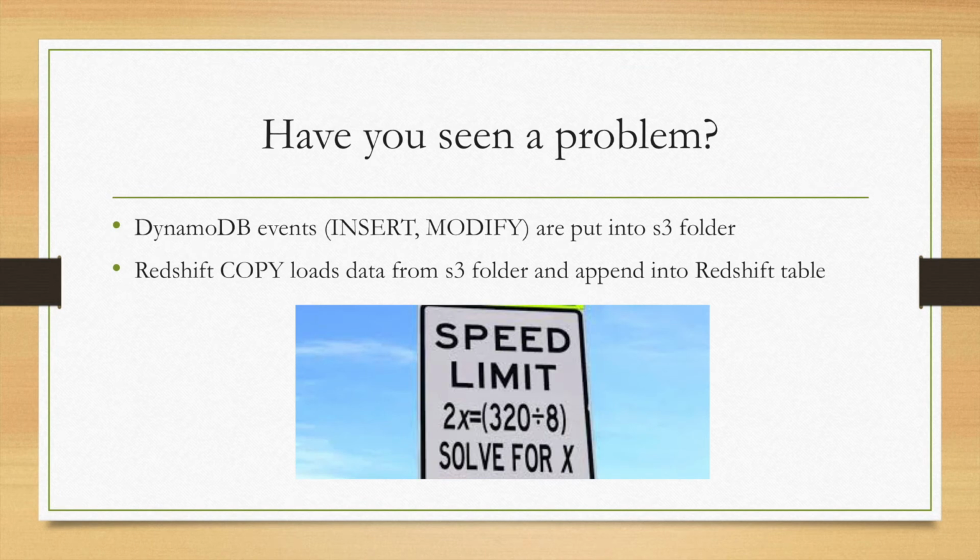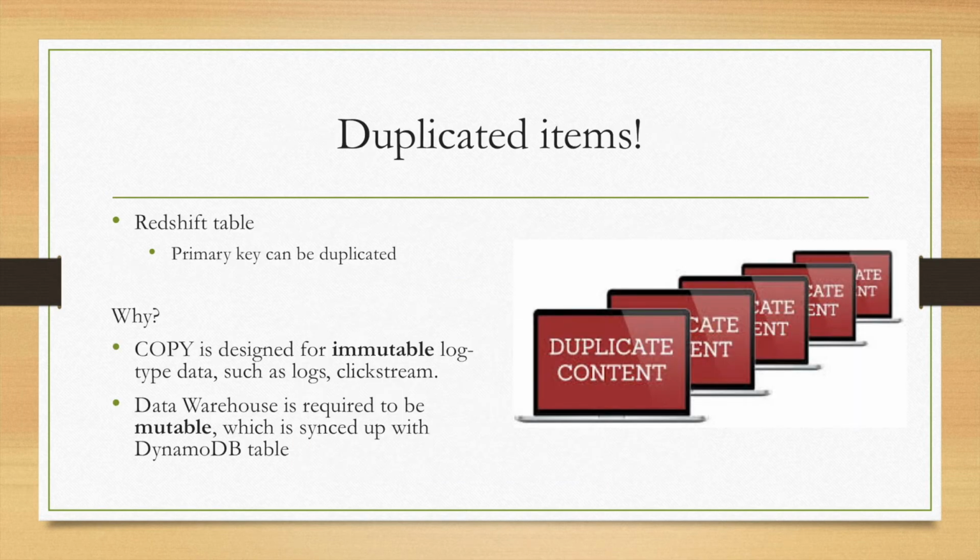Let's reinstate all the conditions. DynamoDB events, which include insert and modify, are put into the S3 folder. And then Firehose uses Redshift COPY to load that data from the S3 folder and append it into the Redshift table. Did you see the problem? The problem is duplicated items.